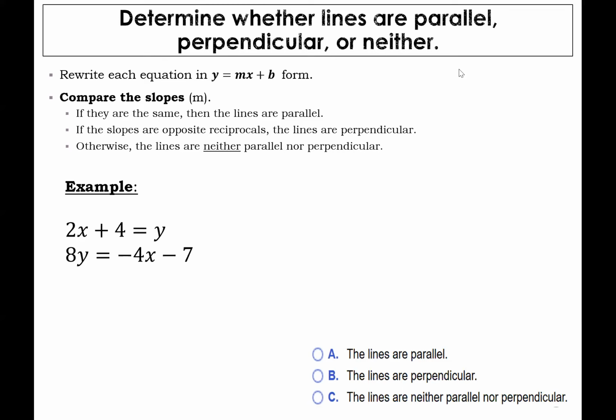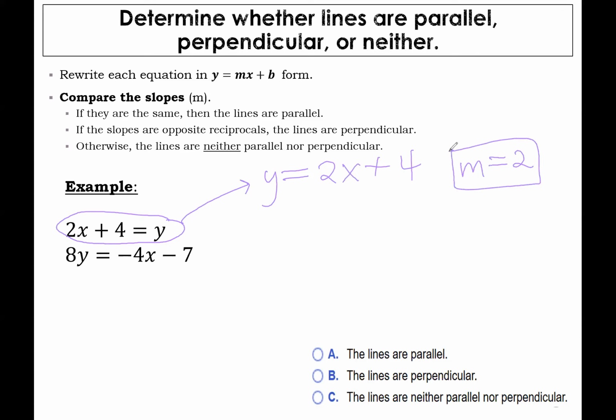So how are we supposed to know that? We have no picture to look at. What we're going to do is rewrite each equation in slope-intercept form so we can compare the slopes. So let's do that. All right, now this first equation, it's pretty much already in slope-intercept form. If I just put the y on the other side, y equals 2x plus 4. That's the same thing as 2x plus 4 equals y. Okay, so this line has a slope of 2.